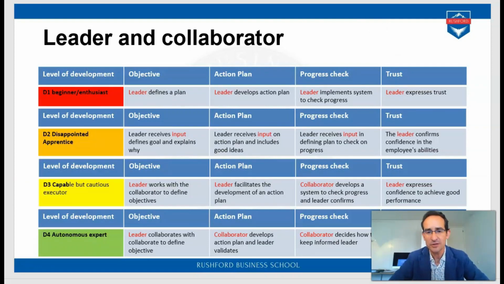Leader and collaborator, and we are in this table talk about different aspects. We are going to be talking about the level of development, the objective, the action plan, the progress check, and the trust.